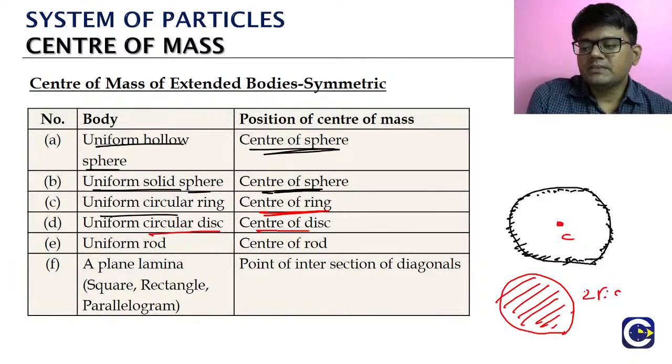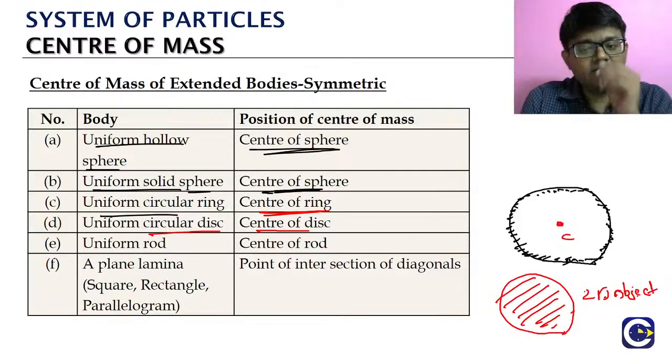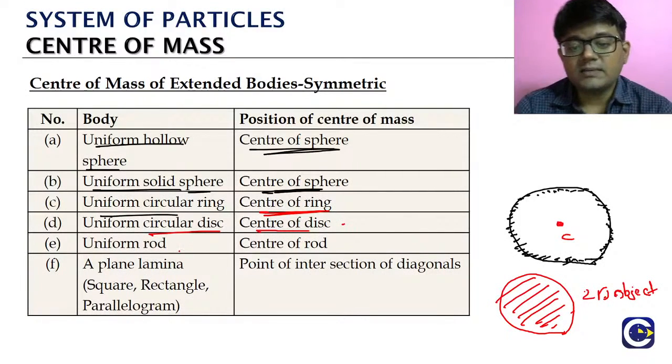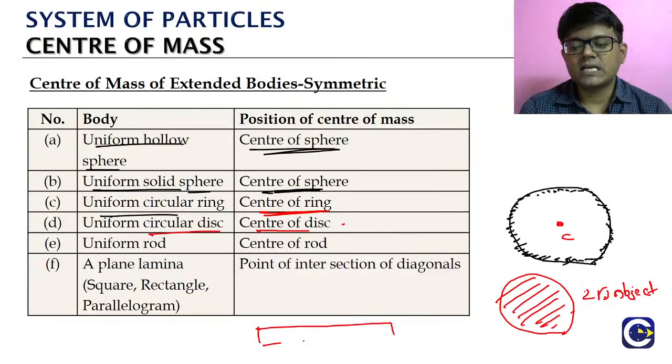Disc is like a 2D object, right? So where is the center of mass going to be? The center of the disc. Next, look at the uniform rod. If we take a uniform rod, what is the center of mass location going to be? The center of the rod. That's all.